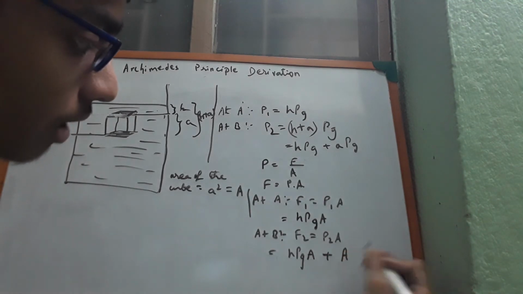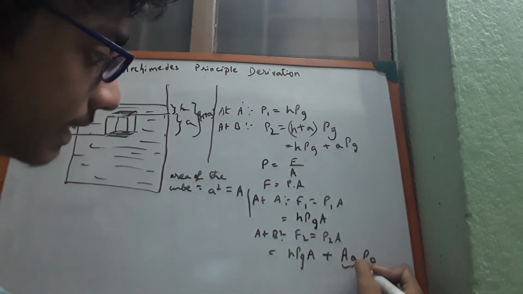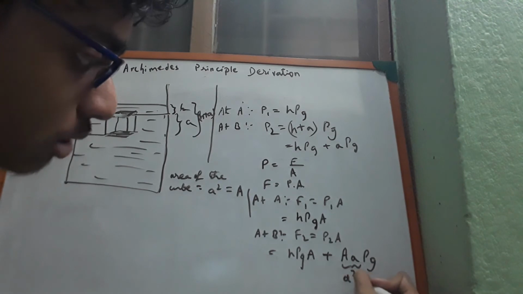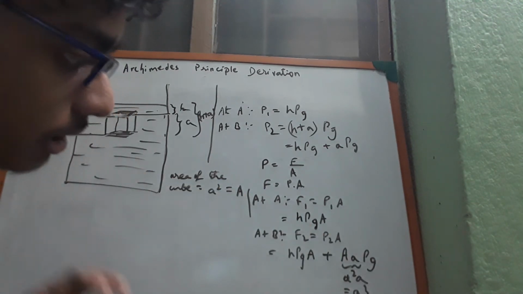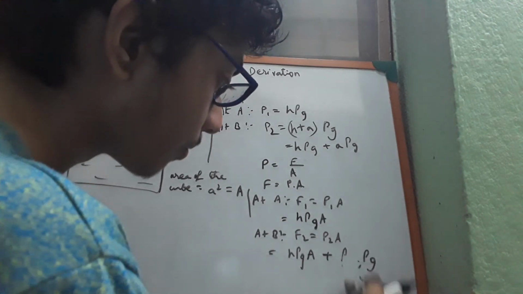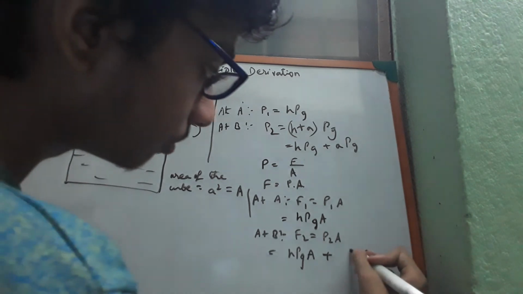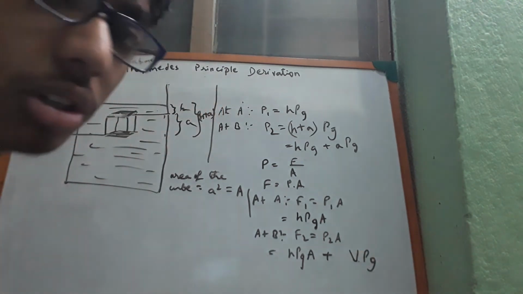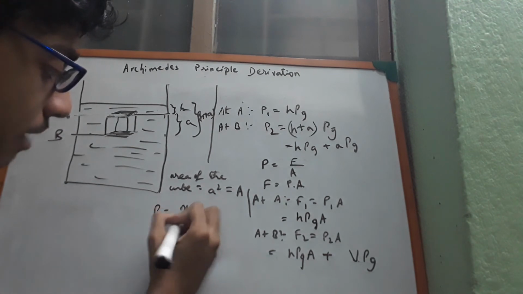So let's write the capital A before, in this case. So capital A small a rho g. So what is capital A small a rho g? Capital A is A square. So A square times A is just A cubed, which is just the volume of the cube, right? So this will just be V rho g.